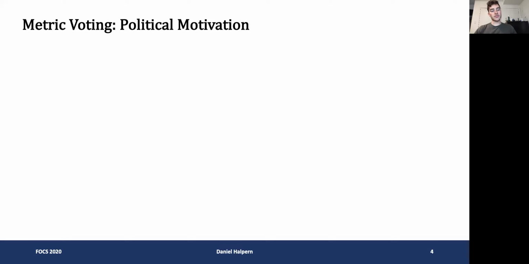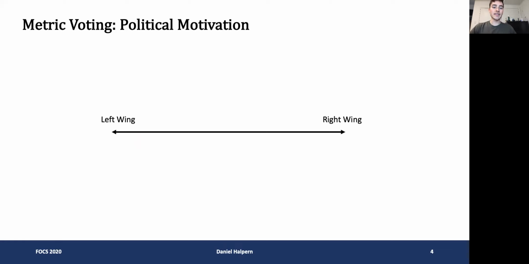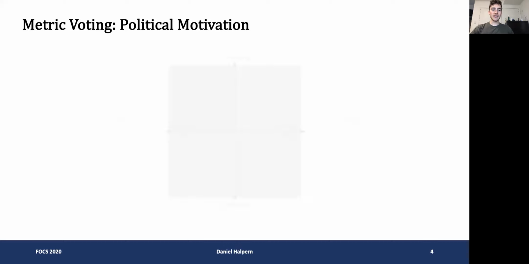So why is it reasonable to assume that voters and candidates exist in a metric space? I'll give you a few examples from politics that I hope show how general this framework can be. The most basic setting is simply a metric space that's a line. And in politics, we can interpret this as the left wing and right wing line. So it's reasonable to assume that voters and candidates are somewhere on this line, and voters prefer candidates that are closer to them. Now you might complain this is a bit too simplistic.